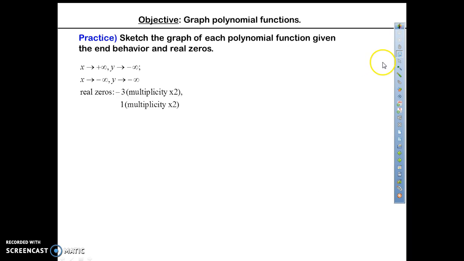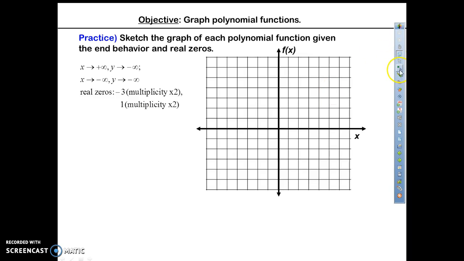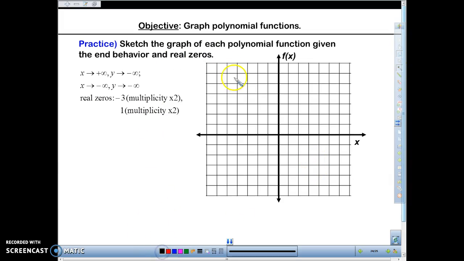So one last example. I'm going to do this one really briefly just in case anyone still has any misconceptions. Step 1, scale your graph. Plot your x-axis and y-axis, scale it. Here's 1, 2, 3, 1, 2, and 3. Step 2, plot your real zeros. Notice here my real zeros are -3 and 1, both with multiplicity.